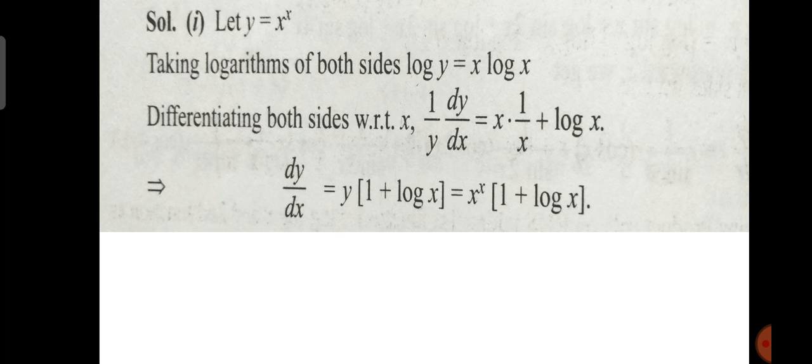Another example. y is equal to x raised to x. That is, log y is equal to x log x. Then differentiating with respect to x, 1 by y into dy by dx is equal to x into 1 by x, product rule, plus log x into 1. Then substituting y, you will get the answer.